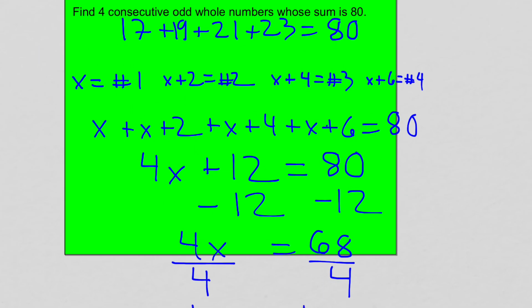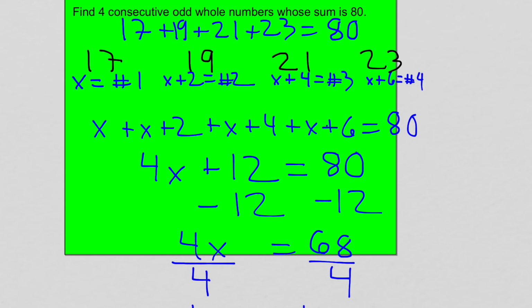Now, if we go back to our original unknown numbers, if we said x was 17, then x plus 2 would have to be 2 above that. X plus 4 would have to be 4 above x. And x plus 6 would have to be 6 above x. And those are the original numbers we guessed.